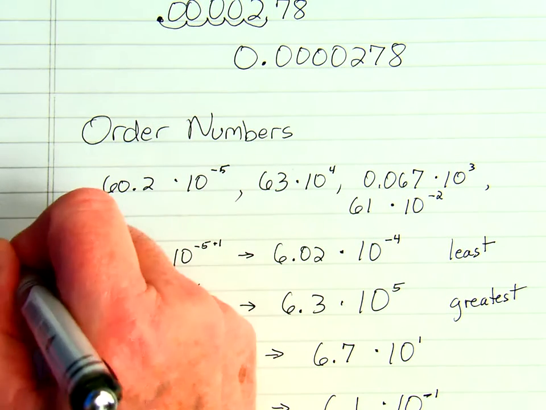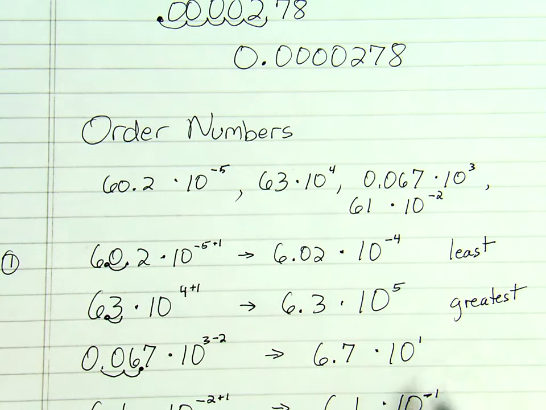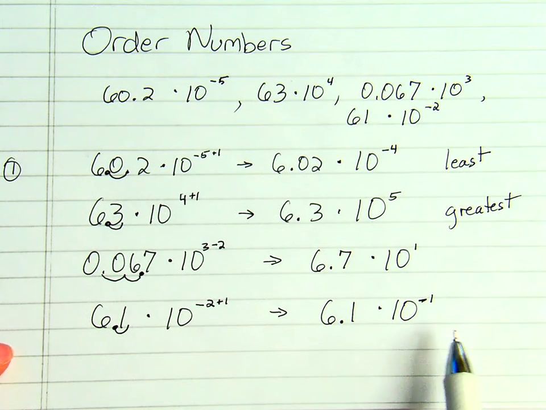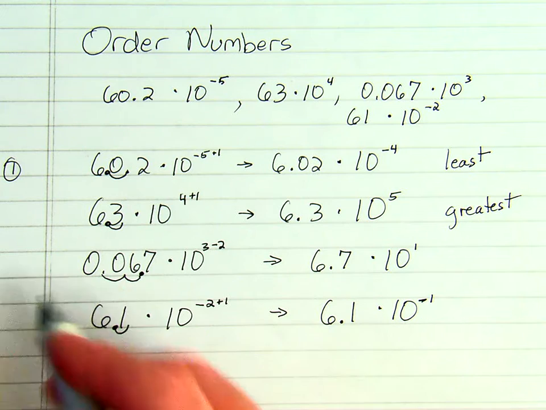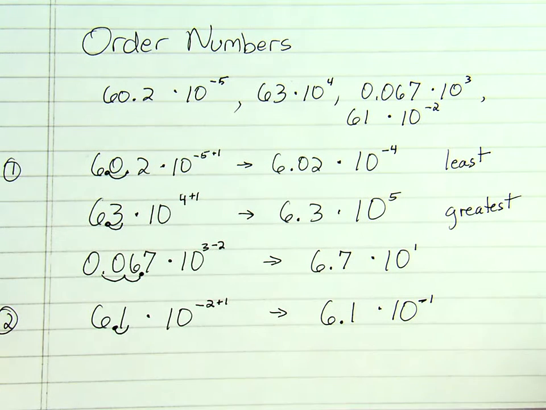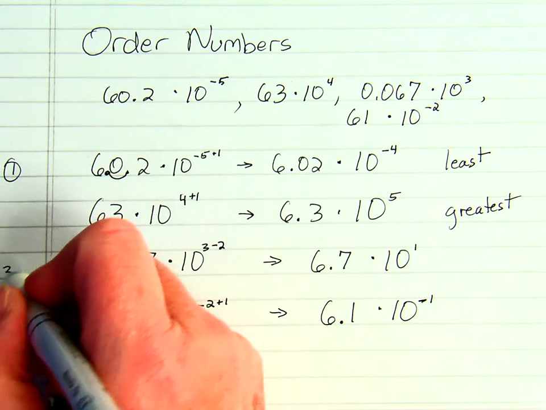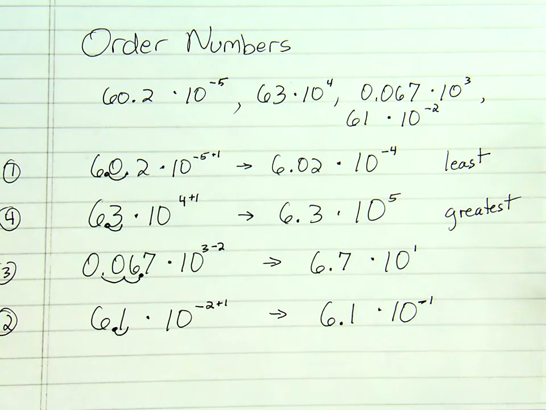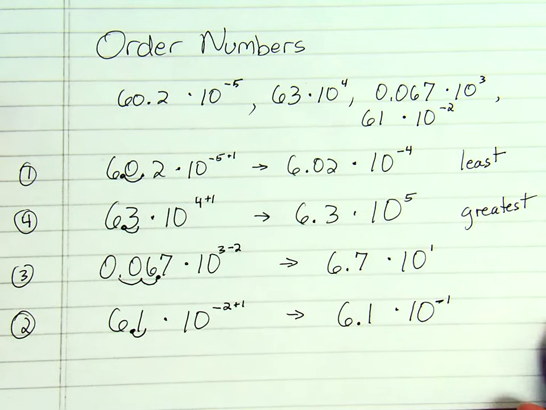So if I'm numbering them, my number 1 for least, then I'm going to come down to my next negative. Oh, you can't even see that. Okay, so this one goes second. And then we're going to go here to the third, and then here, this is the fourth. This is the greatest number, so it's fourth in the list.